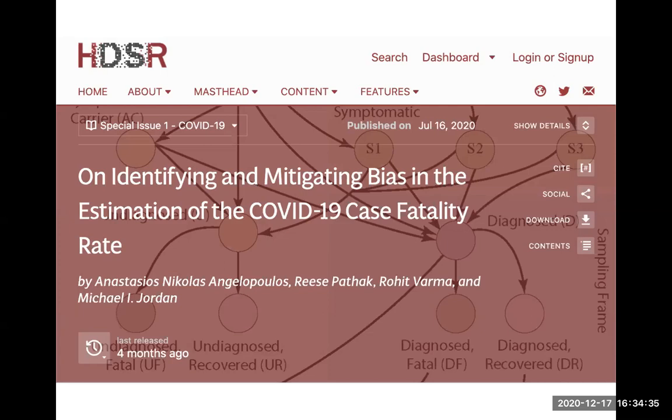They outline different data biases that could result in inaccurate estimation of a particular quantity of interest, and then propose a new way of estimating the case fatality rate that accounts for a particular kind of bias.